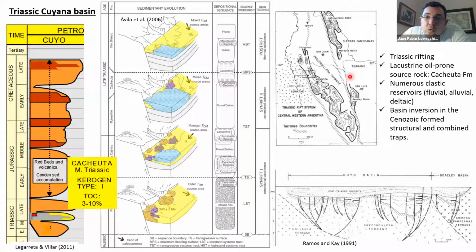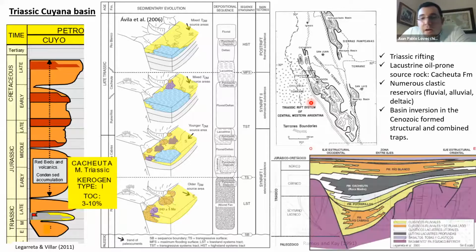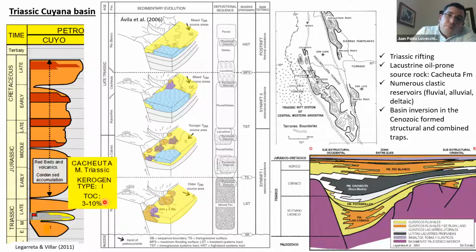There are 2 branches of deposit centers. The productive one is this one here in the Mendoza area, and there's a syn-rift with red beds. All these units have reservoirs, and the source rock is deposited in the late syn-rift or early sag, which is called the Cacheuta formation. It's a lacustrine source rock of type 1 kerogen and TOC from 3 to 10%.